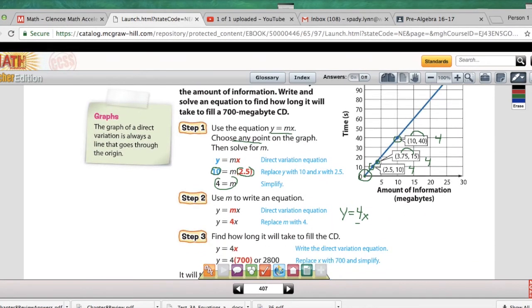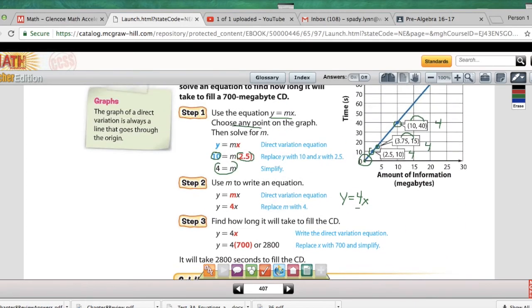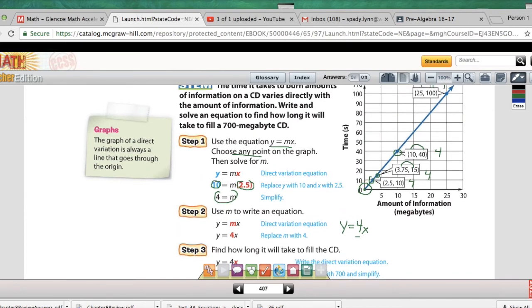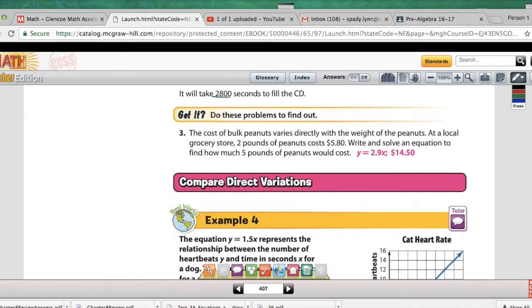For the final step, it says write the direct variation equation and replace x with 700, because the question asks how long it will take to fill a 700 megabyte CD. So we substitute in the 700 for x, multiply that by the 4, and it will take 2800 seconds. For 3, the cost of bulk peanuts varies directly.